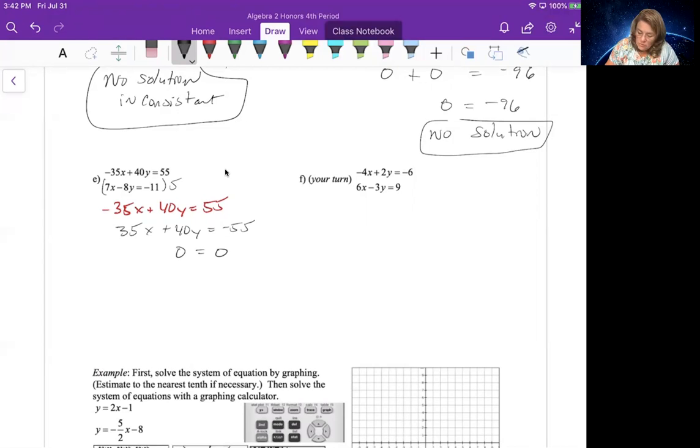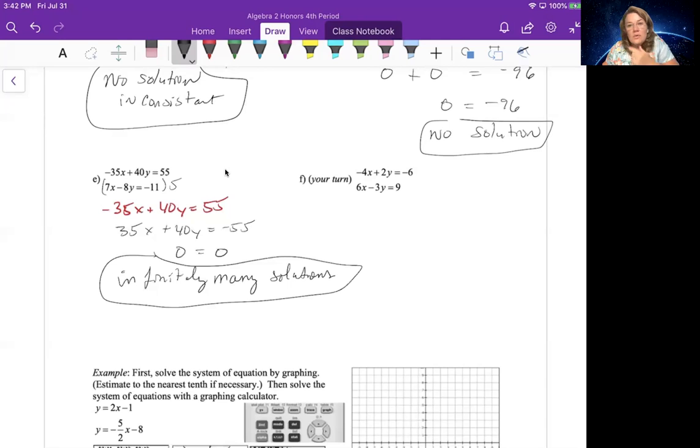Okay, that's weird. What do you think that means? In this situation, I have an infinite number of solutions. Infinitely many solutions. So 0 equals 0. There's no one point. There's many, many, many points. All right, why don't you try F?